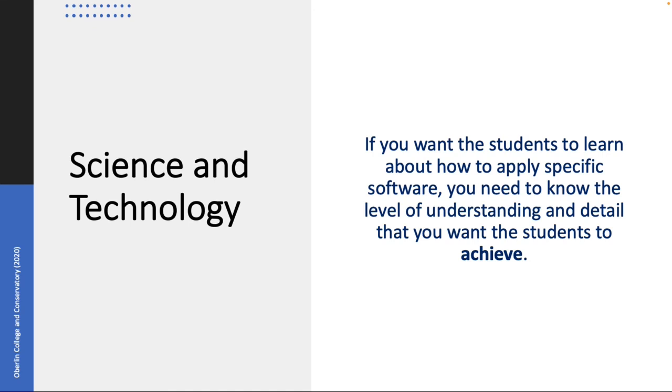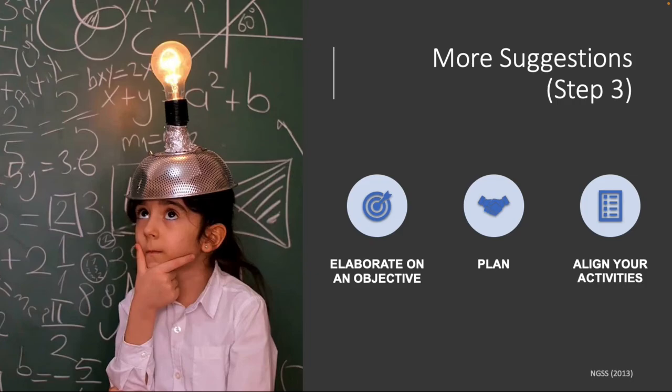When you consider science and technology, for example, in the Principles of Technology class, if you want the student to learn about Arduino, a type of circuit, or specific software, you need to know the level of understanding and detail you want the student to achieve. What related content do you want them to capture? What activities, actions, or strategies will help students reach their learning goals? What software? Are they going to use Tinkercad or the 3D printer? Those questions will help you build the measurable objective. For this case or scenario, I will suggest the following: elaborate on an objective.